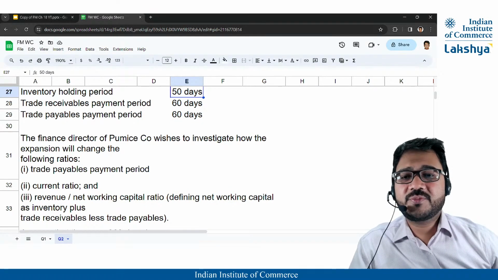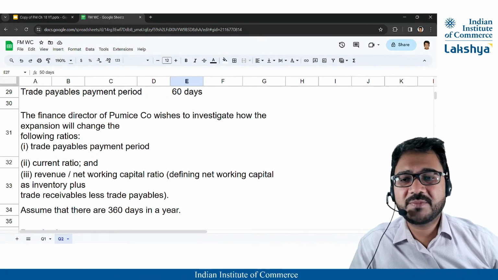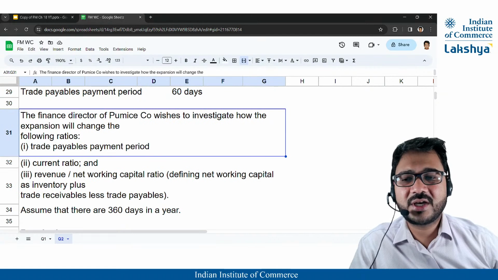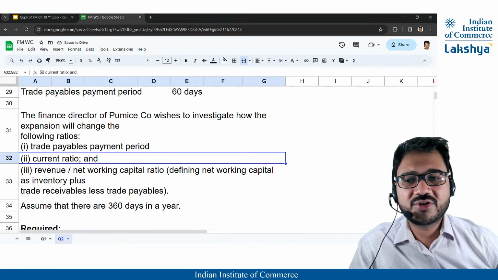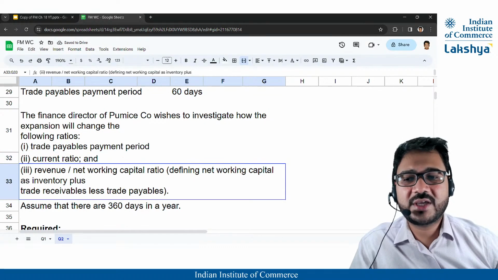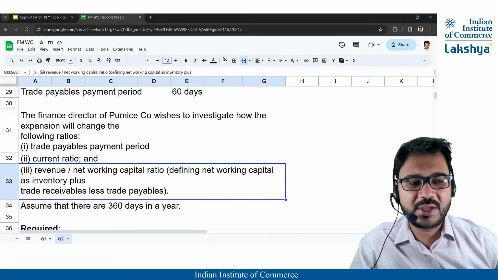The finance director of Pumis company wishes to investigate how the expansion will change the following ratios. They are interested in trade payable payment period. That is, in how many days are we paying our suppliers? They want to check the current ratio and they want to check revenue divided by net working capital ratio, which is defined as net working capital as inventory plus trade receivables less payables.